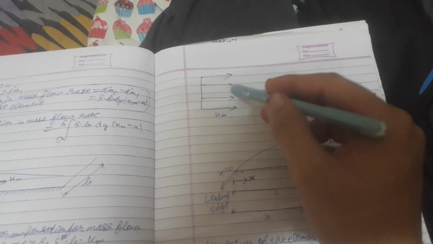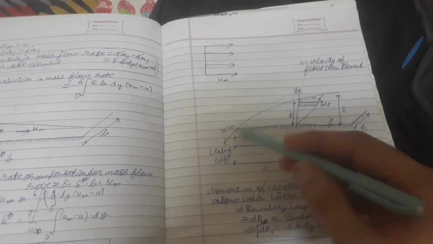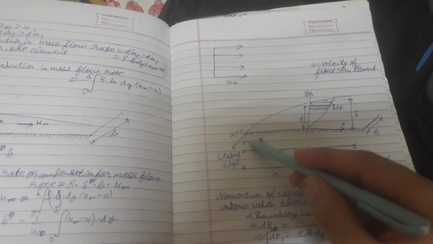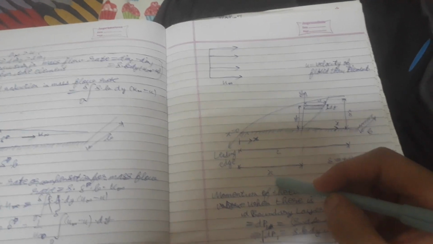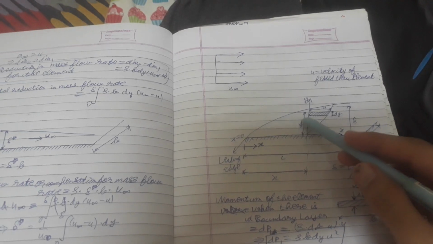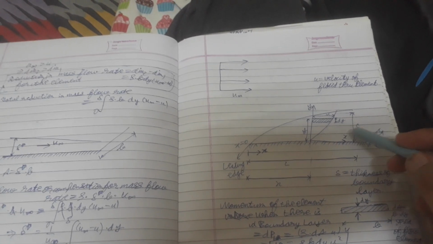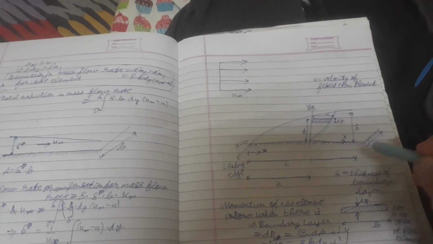Then this is u infinity. This one is the leading edge, where x is equal to 0. This is x, this is length L, this is x. Delta is equal to the thickness of the boundary layer. Then y, then u, then dy, then delta, then x, then y, then b.